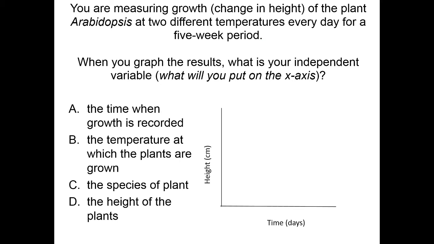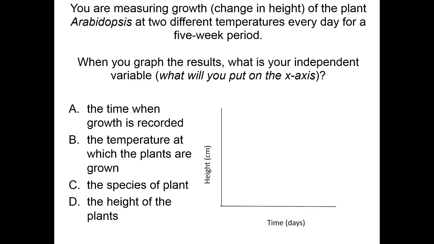So let's practice with one example. You're measuring growth, the change in height, of a plant called Arabidopsis at 2 different temperatures every day for a 5-week period. A lot going on here in this prompt, so let's break it down again. You're measuring growth, change in height, of a plant at 2 different temperatures every day for a 5-week period.